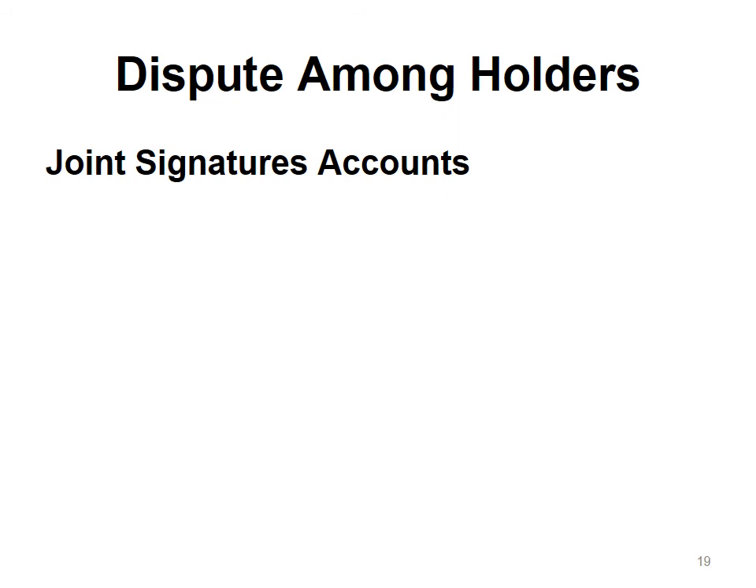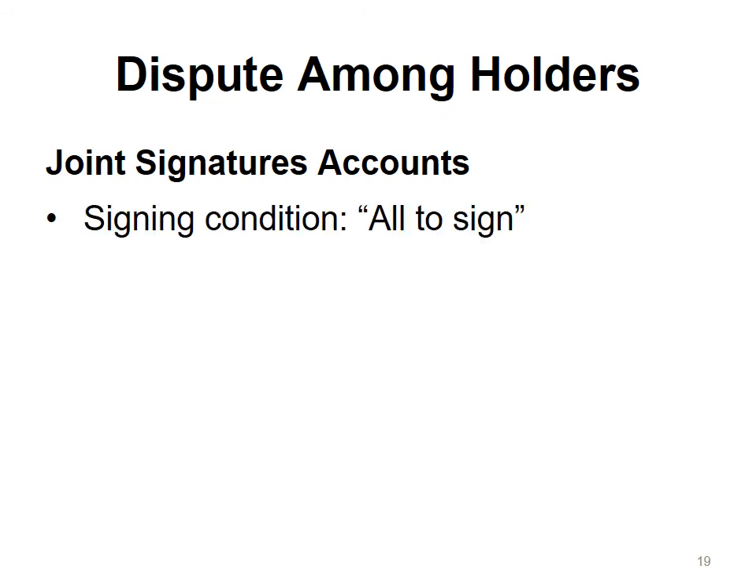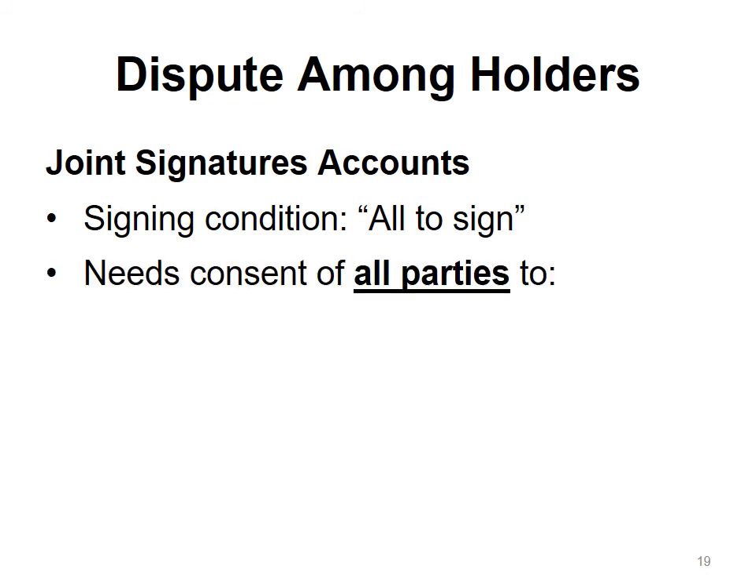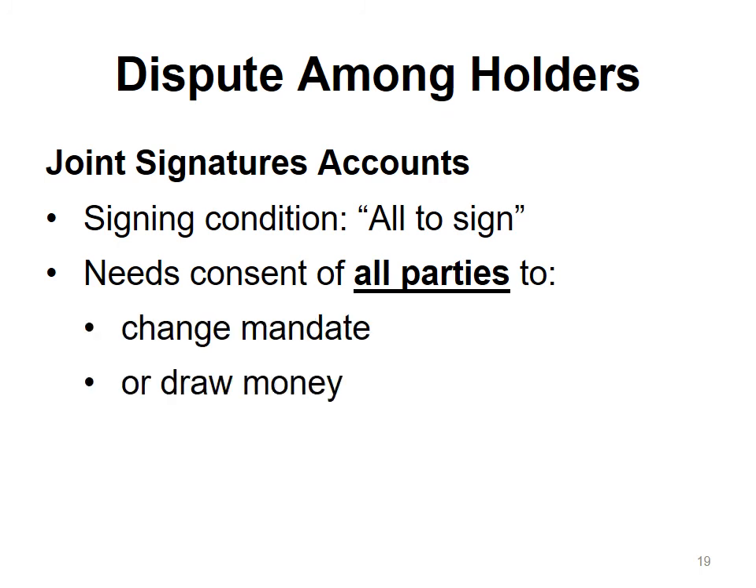for joint signature accounts, if the signing condition is all to sign, it means all the parties have to sign, all the account holders have to sign. You need consent of all the parties to change the mandate or to withdraw money. So if you want to make changes, all have to sign, especially when there's a dispute among the account holders, even more so for drawing out money.